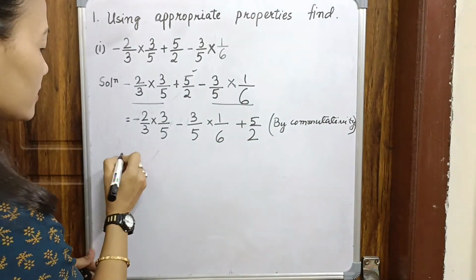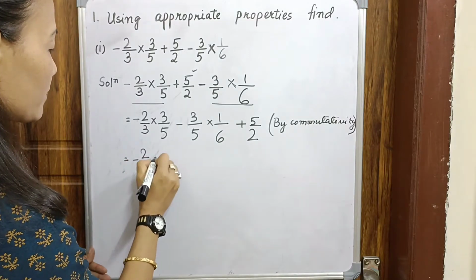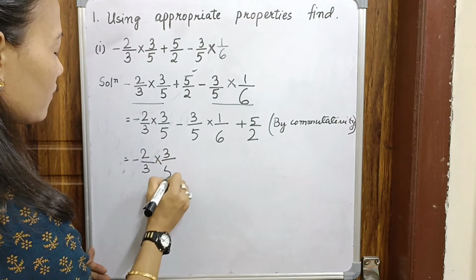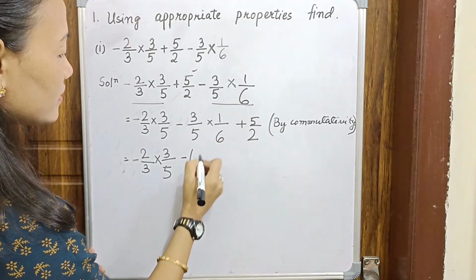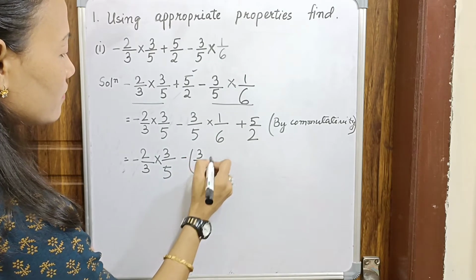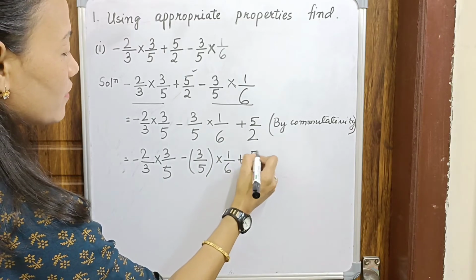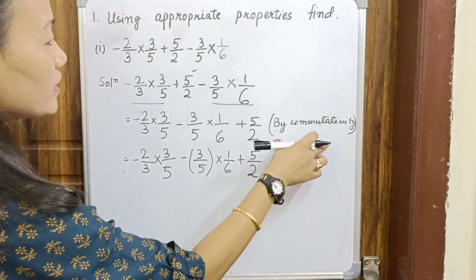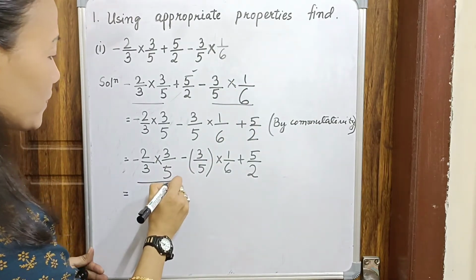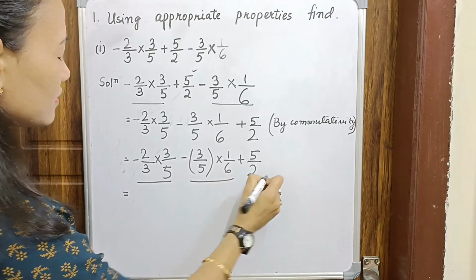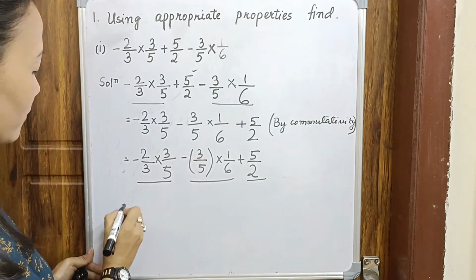Now what we have to do is we'll write minus 2 by 3 into 3 by 5. We'll take this minus as common here and put this 3 by 5 in the bracket, 3 by 5 into 1 by 6, plus 5 by 2. Here we have applied one property, the commutative property. Now this is one number, this is another number and this is another number. So in these two numbers we are having 3 by 5 in common. So we'll take 3 by 5 in common.